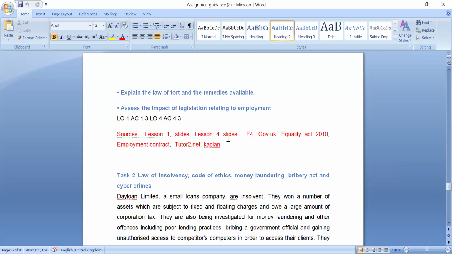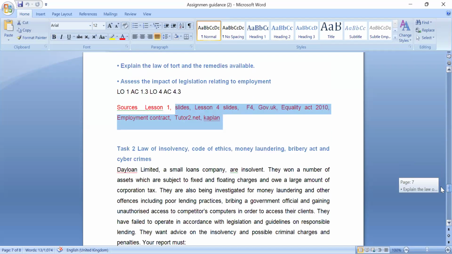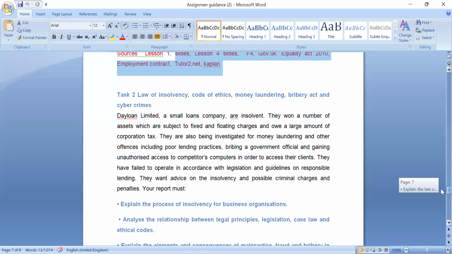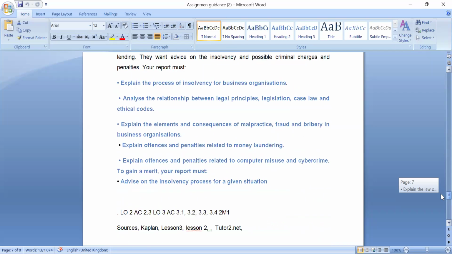And please, for any legislation related to employment, we mentioned Lesson 4, the F4 exam paper, ACCA, gov.uk, the Equality Act, employment contract, and your tutor. Where can we find material? Kaplan, and of course Google Scholar, which is generic, where we can find everything. Then please, we have Task 2, which is all about insolvency.